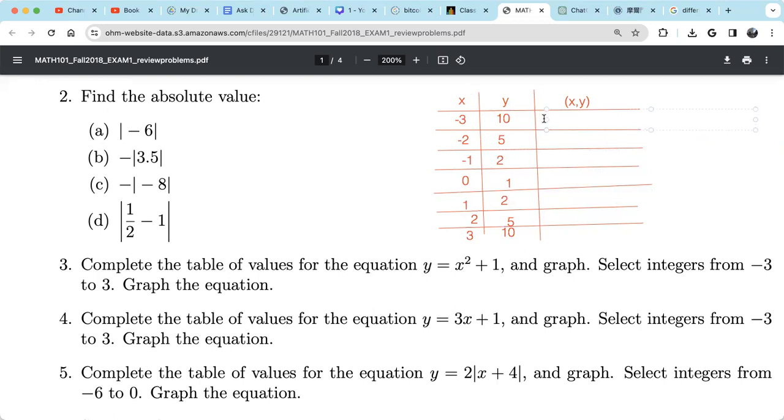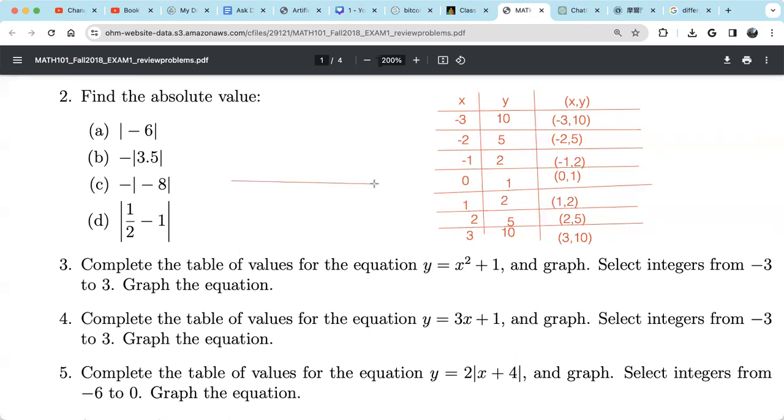Okay, so we get those points. We get -3, 10. We get -2, 5. We get -1, 2. We get 0, 1. We get 1, 2. 2, 5. And lastly, we have 3 and 10. So let's graph those points.